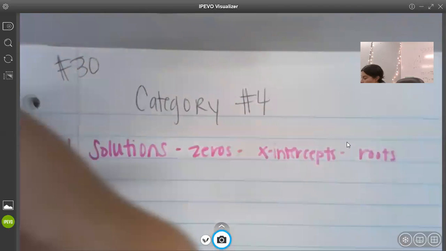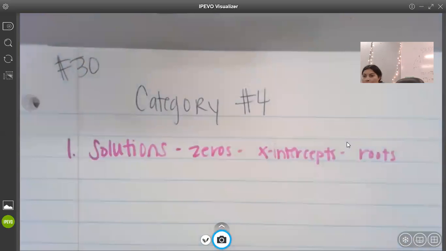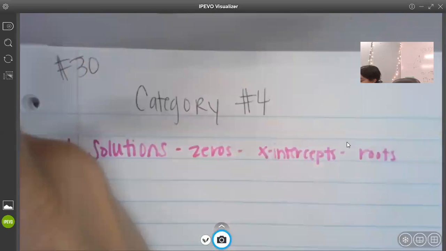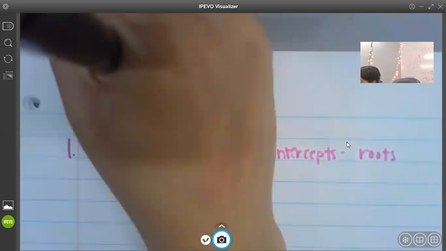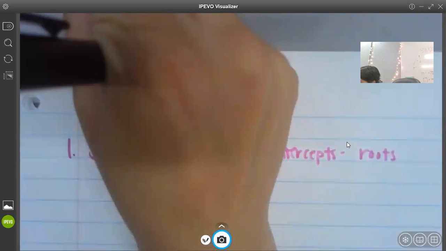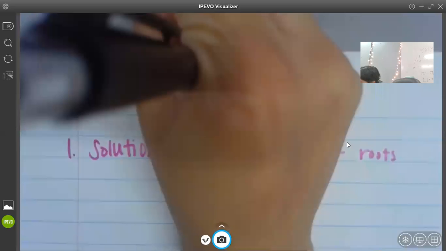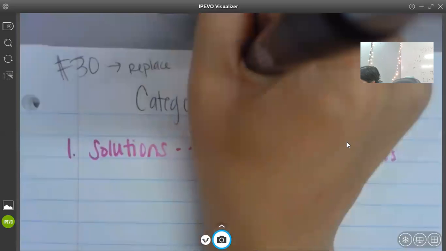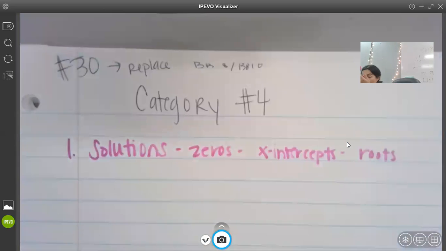So this Ed puzzle will be how you can be marked present just by starting it. It will also replace either bb.8 or bb.10, whichever one you started but didn't finish. If you have a 0 for one of those, it will replace that one.